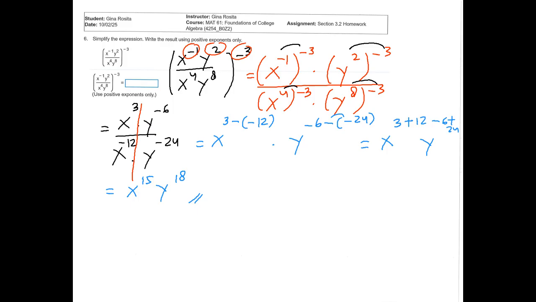Now number 7. The question is the same. You have to simplify. So now negative 10 m to the 4th times n to the negative 7 over 2 times m to the negative 2 and n to the negative 3. So now we can put together the numbers, variable m, and variable n.